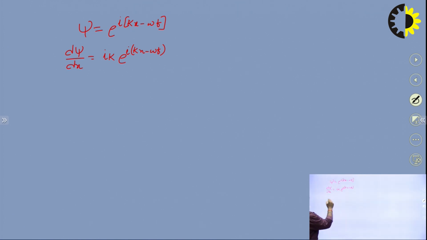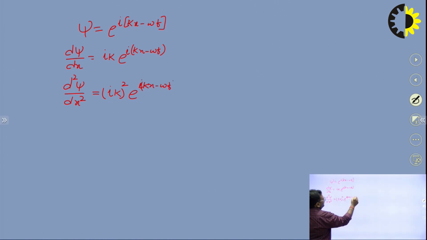If I further differentiate this, what will I get? We will get d square psi over dx square, and it will be equal to i square k square e to the power i(kx minus omega t), right? Now if I simplify it, d square psi over dx square will be equal to i square, which is minus 1, so it will be minus k square, and this term we can write in terms of psi.